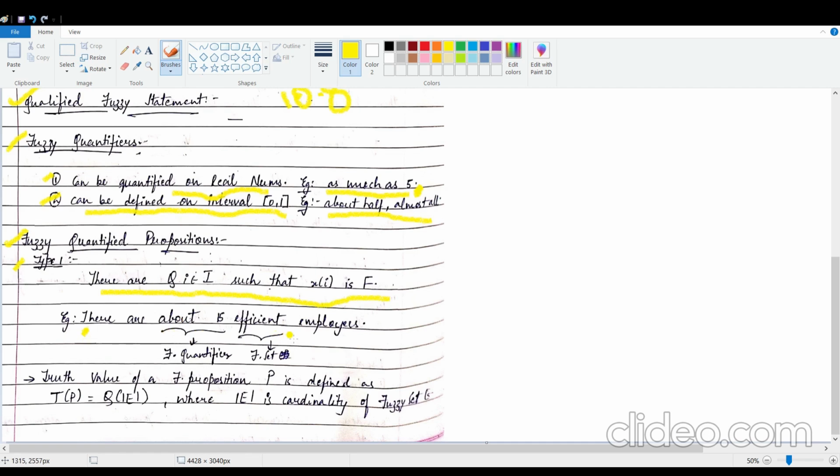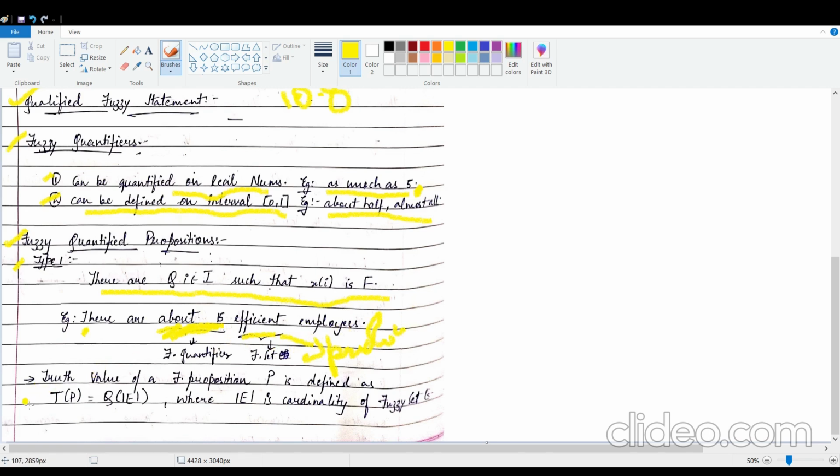This would be a proper example: there are about 15 employees who are efficient. So that is what we are looking at. Here, about 15 is my quantifier and efficient is my predicate. So this is the form that we are talking about. There is a quantifier that quantifies a predicate.